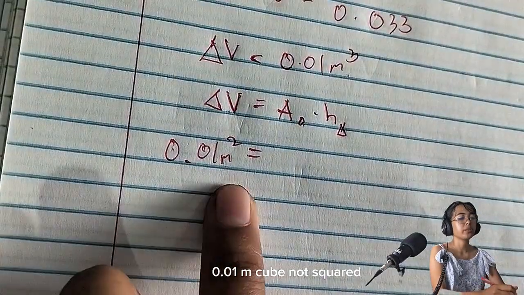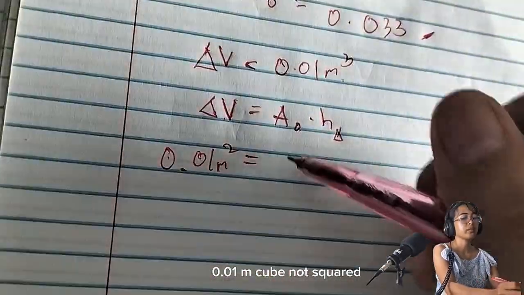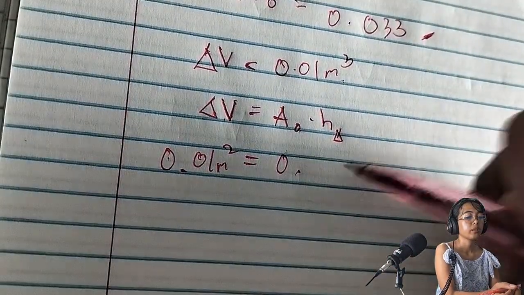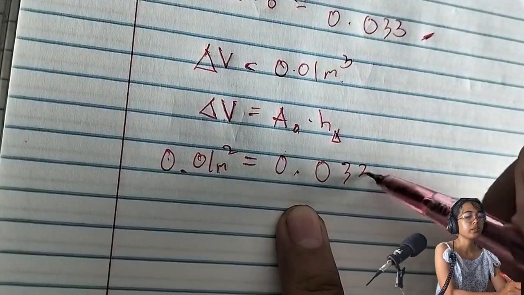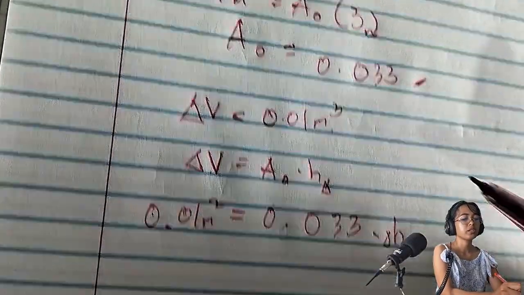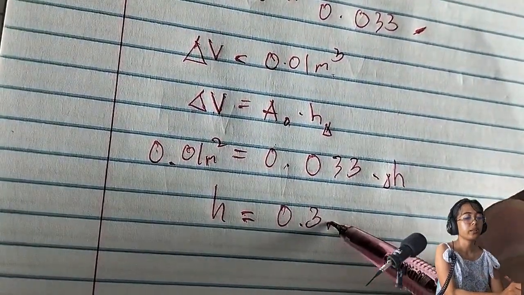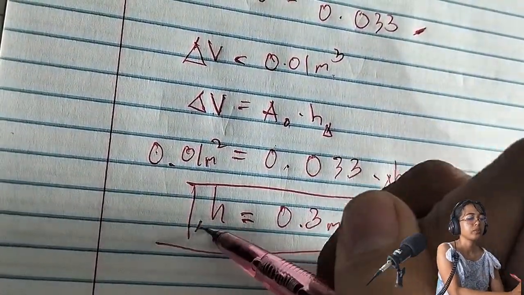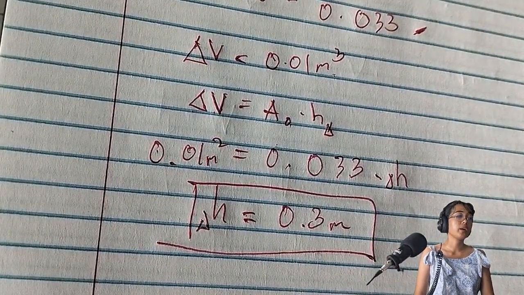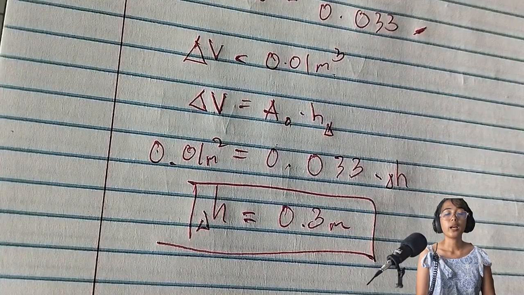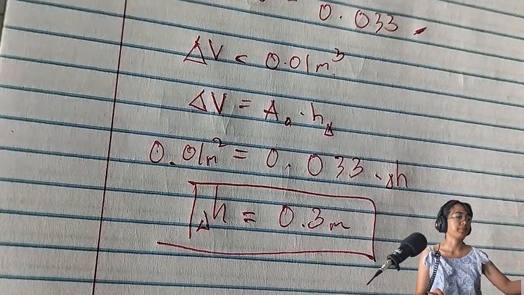0.01 meter squared is equal to the change in the circle, which is 0.03, times the change in height. So the change in h, therefore, is 0.3 meters. So that is how we solve for the difference at point 1 and then at point 2.